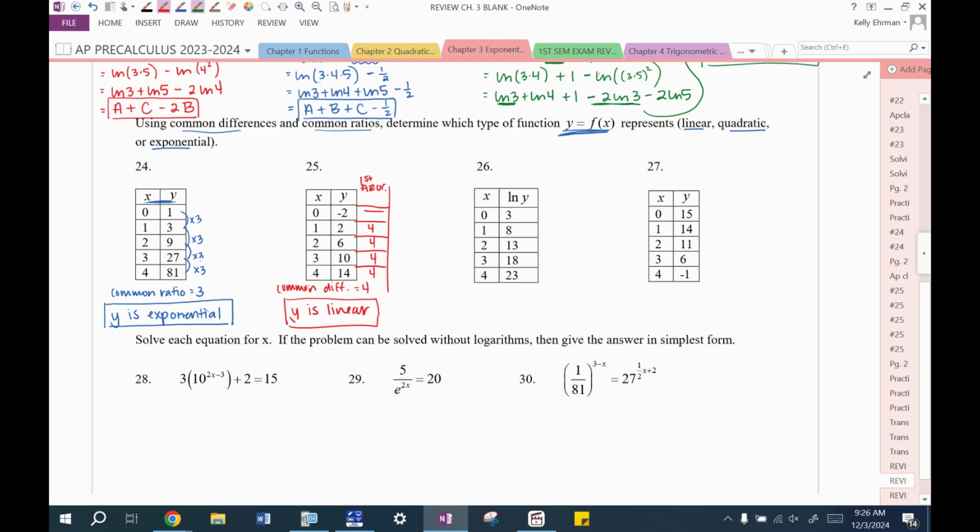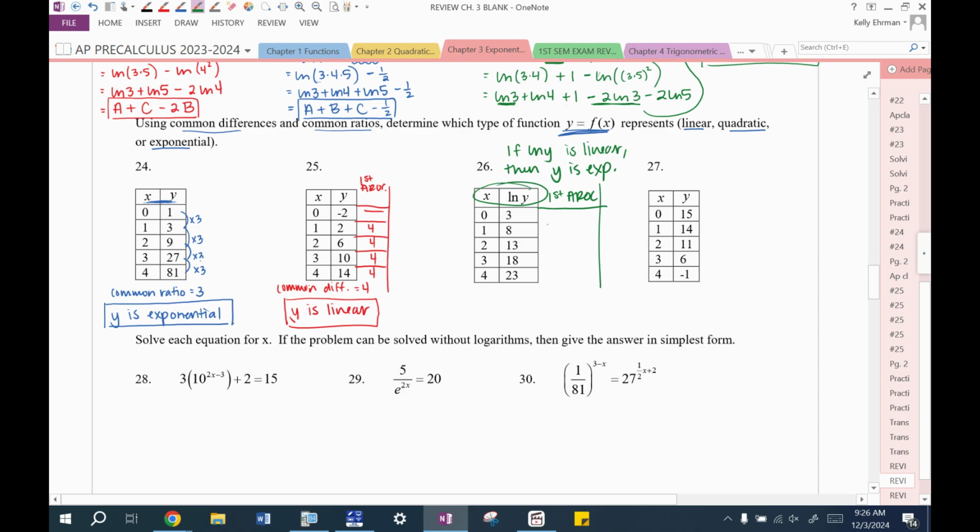Now, 26 is different because it's not x and y, it's x and ln y. So remember the semi-log plot notes that we did? It was if natural log y, or log y, whatever, is linear, then y is exponential. So we're looking for a linear relationship here. So let's see. Is the natural log y linear?